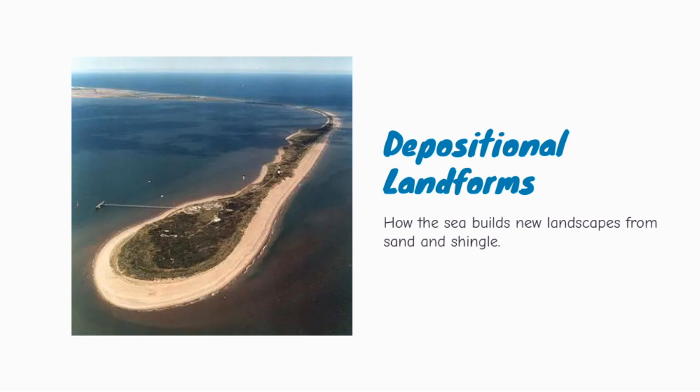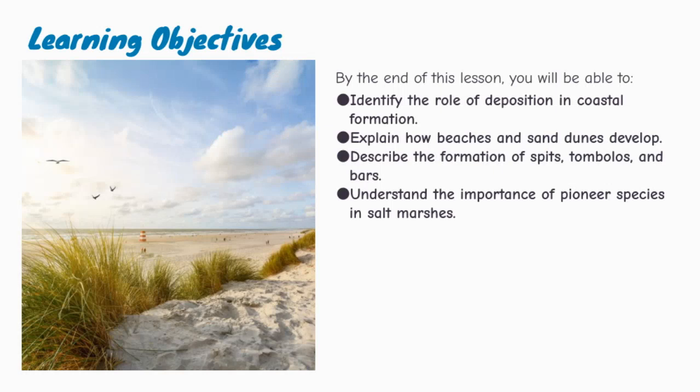That process is called deposition. Deposition is responsible for some of the most recognizable coastal landforms, including beaches, spits, bars, tombolos, sand dunes, and salt marshes. The big question for today is, how does the sea build new coastal landforms, and why are these features important? Let's begin with today's learning objectives.